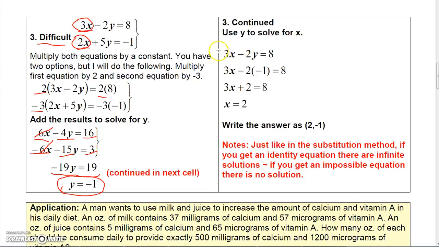So I took the first equation, and I know the y value now is negative 1, so I plugged that in, and so I get 3x plus 2 equals 8, and then just subtract 2 from both sides and then divide by 3, and you get x equals 2. I didn't write all the steps there, but I figure you can figure it out. So the solution is x equals 2 and y is negative 1.